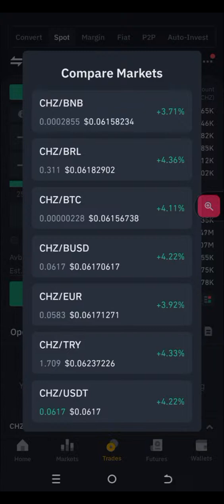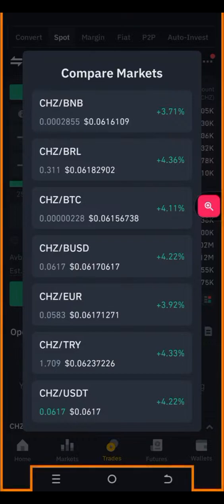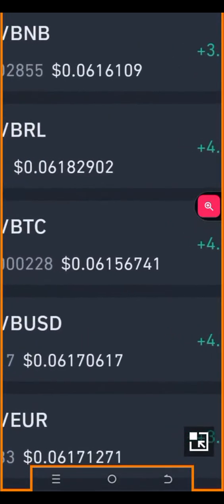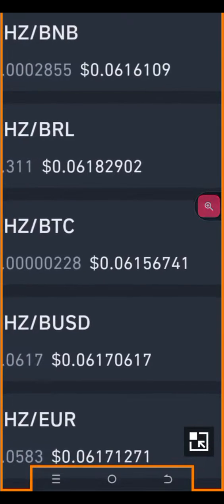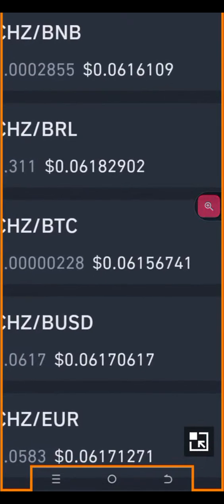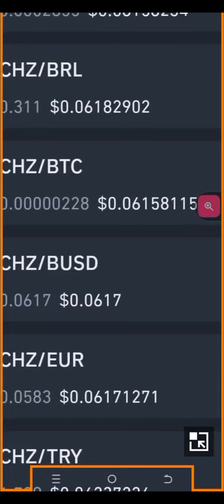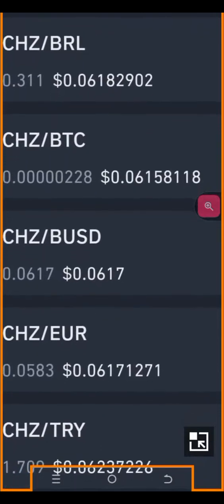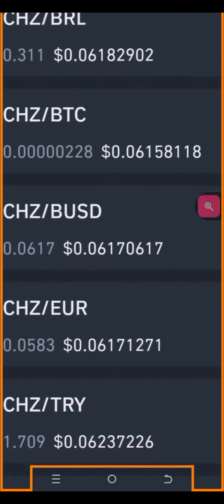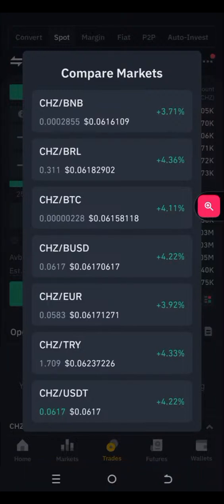So let's take a quick look at this. Let me enlarge this for you to see. Good. We have 0.0616 at BNB, 0.0616, 0.0618 at BRL, BTC is 0.0615, 0.0617. Wow. Then EUR. So normally I like to use the base currency as USDT. Reason being, it's easier for me to work with. Well, at times I may have to change.